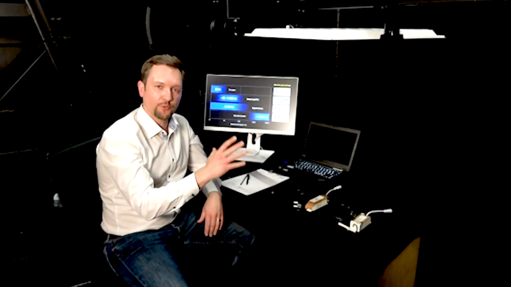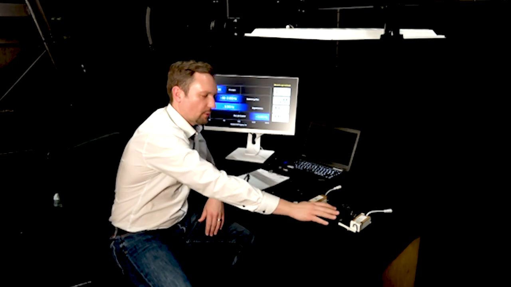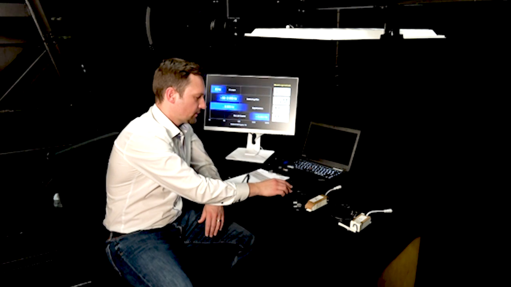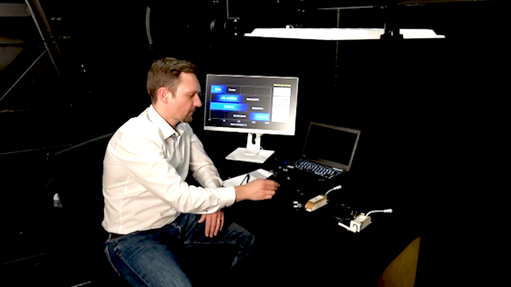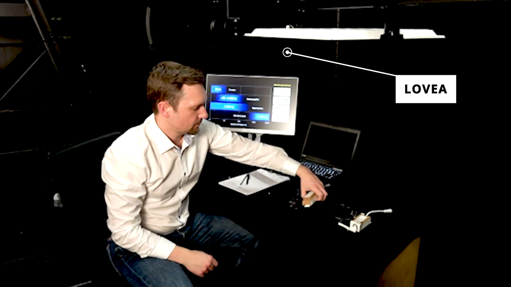Now, I'll show you the flicker evaluation using our test setup. On the one hand, there is driver A, and on the other hand, driver B, which we are evaluating today. We do this by means of a flicker meter. These drivers are connected to the luminaire Lovea for our system ceilings. First measurement with driver A.